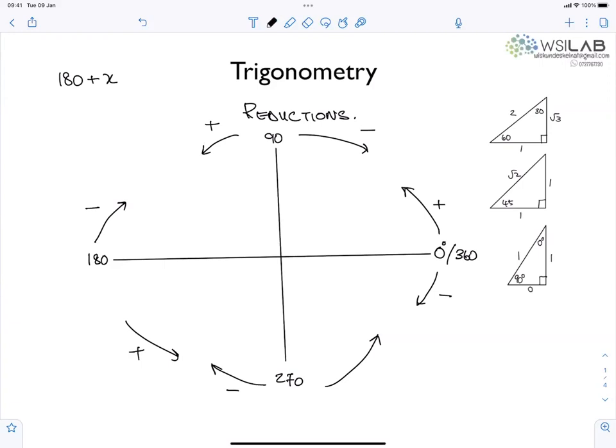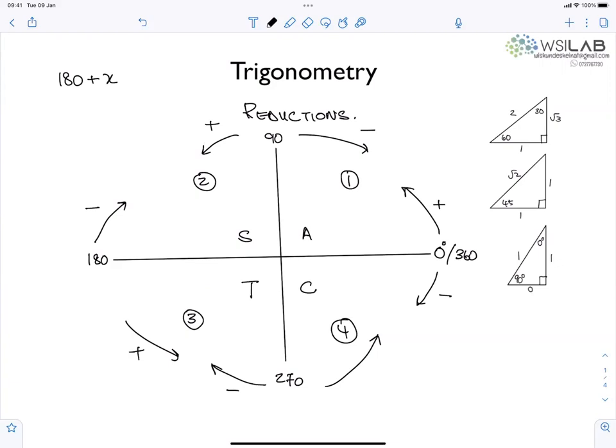Now, these quadrants have names. This is the first quadrant. Its name is A. A is for all. This is the second quadrant. Its name is S. It's for sin. This is our third quadrant, and its name is T for tan. And this is the fourth quadrant, and its name is C for cos.